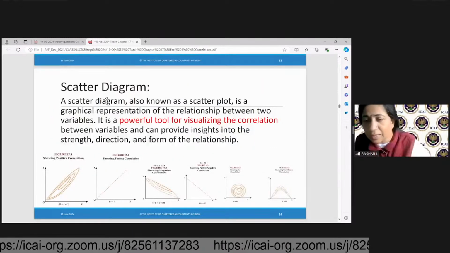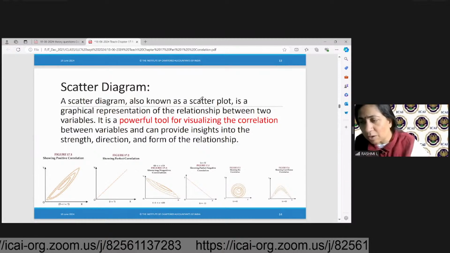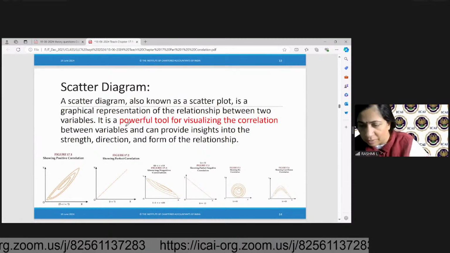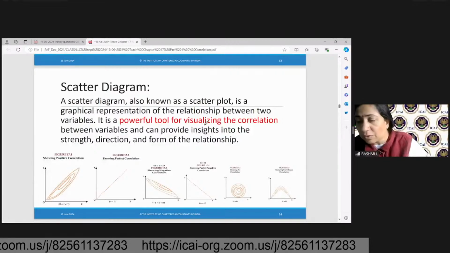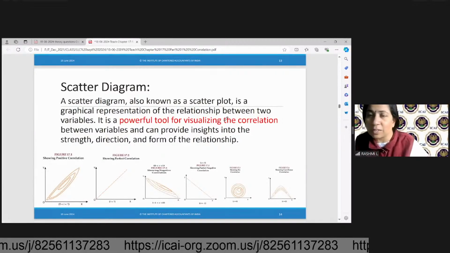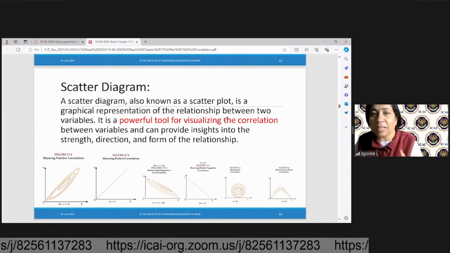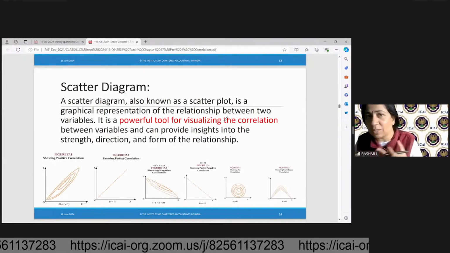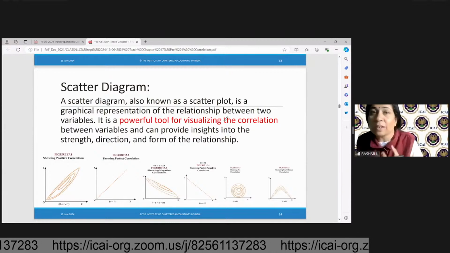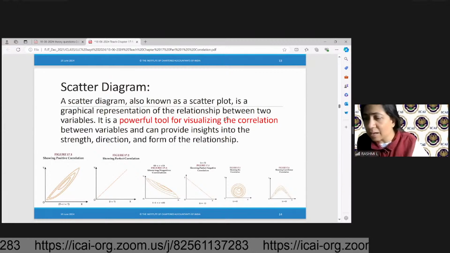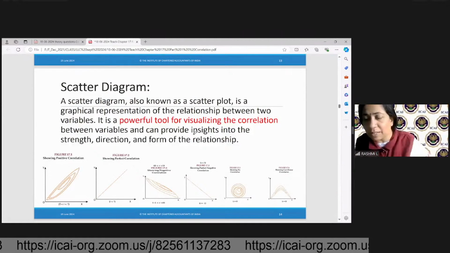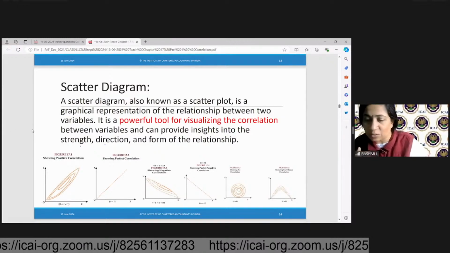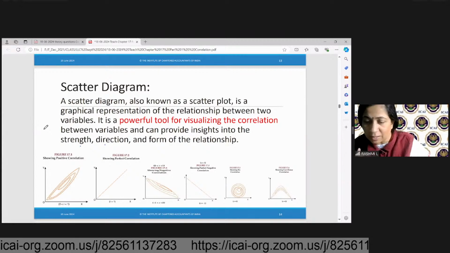A scatter diagram, also known as a scatter plot, is a graphical representation of the relationship between two variables. It is a powerful tool for visualization of the correlation. Visualization means when we see a picture, we understand better. So you are able to see and understand the correlation between variables and it can provide insights into strength, direction and form of the relation. So strength, direction and form.